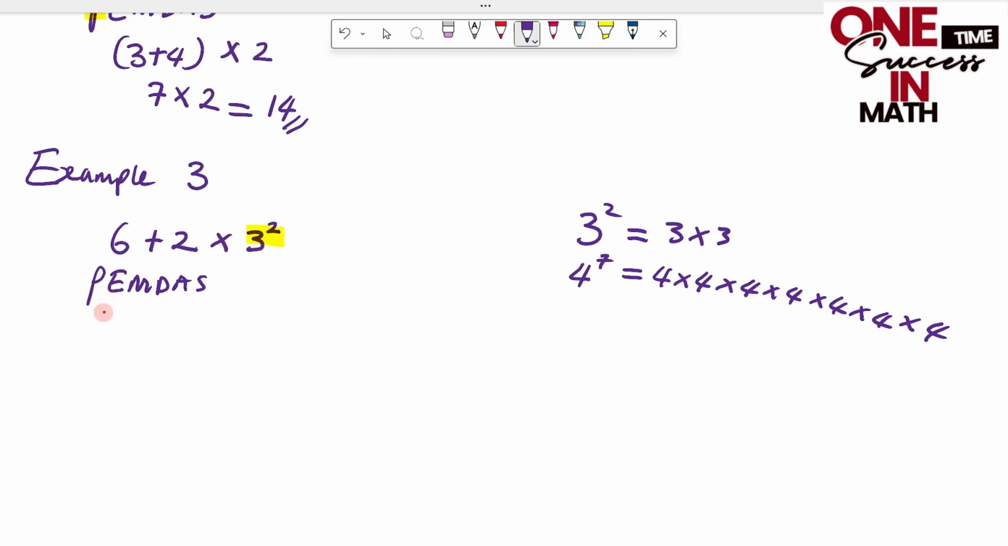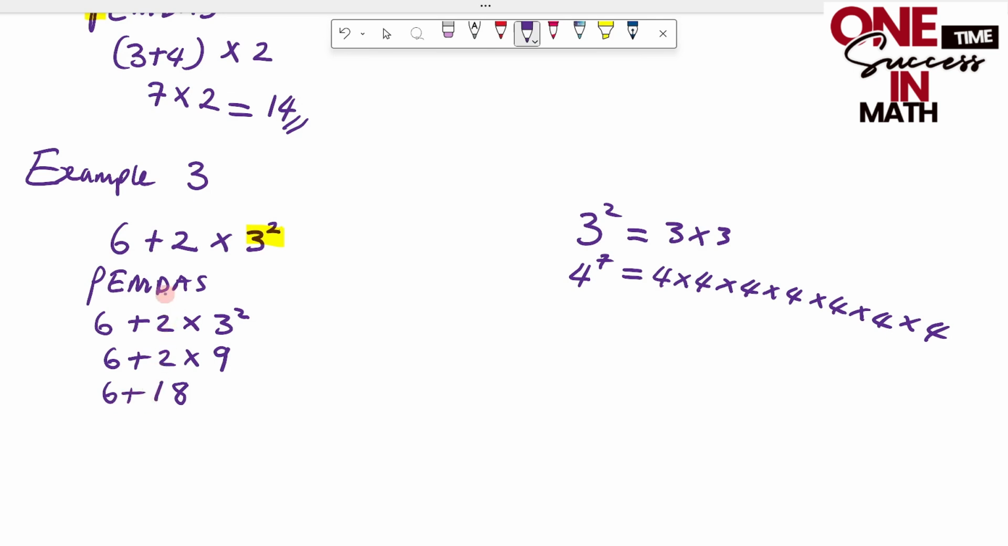So for clarity's sake still, let's write our expression again. So 3 to the power of 2 is what? 3 times 3 is 9. So since we've done it first, multiply by 3 times 3, 9. The next after exponent is multiplication. Do we have multiplication here? Yes, it is between 2 and 9. So we'll do it as our second math operation. 6 plus 2 times 9 is what? 18.